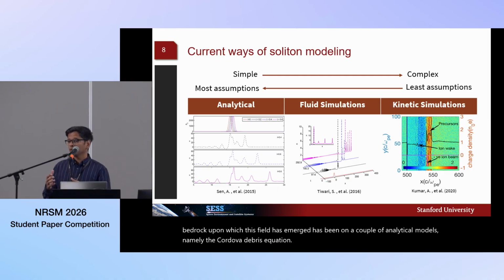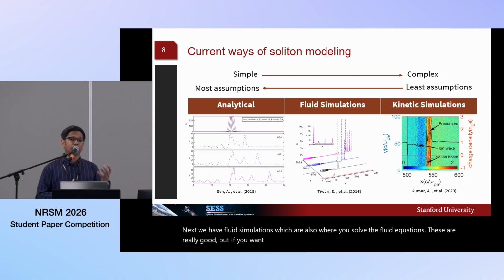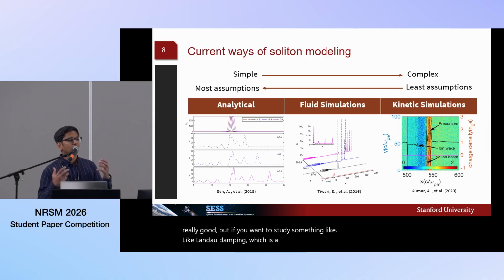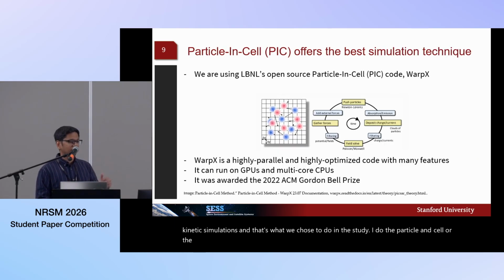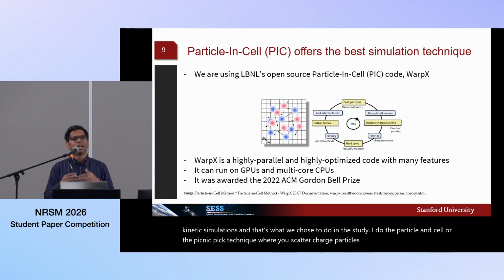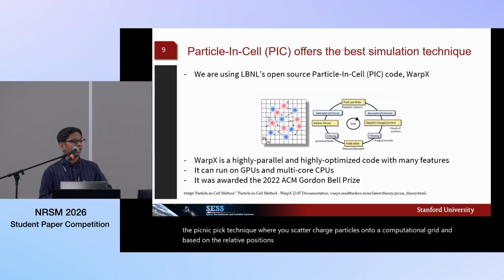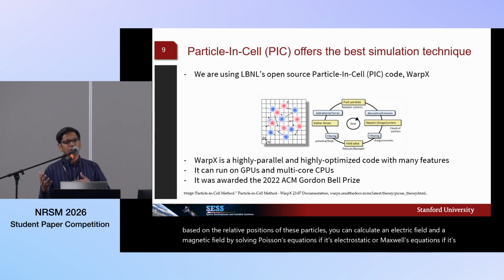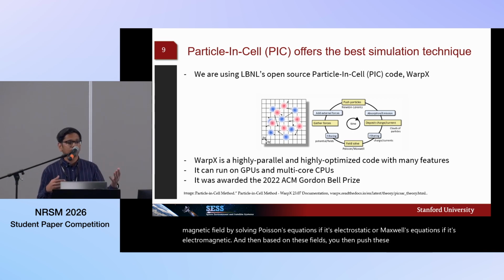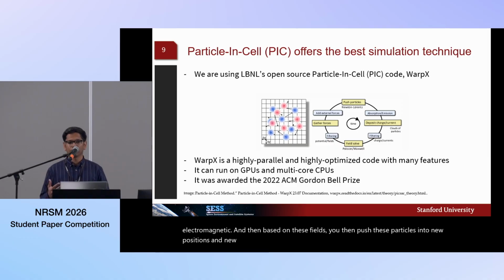Next, we have fluid simulations, where you solve the fluid equations. These are really good, but if you want to study something like Landau damping, which is a kinetic effect, then the gold standard for us would be to do kinetic simulations, and that's what we chose to do in this study. I use the particle-in-cell, or PIC, technique, where you scatter charged particles onto a computational grid, and based on the relative positions of these particles, you can calculate an electric field and a magnetic field by solving Poisson's equation if it's electrostatic, or Maxwell's equations if it's electromagnetic, and then based on these fields, you push these particles into new positions and new velocities, and then run the cycle all over again.